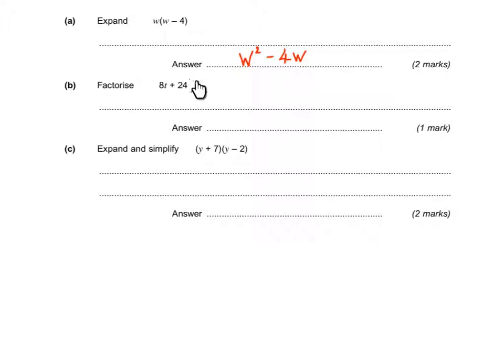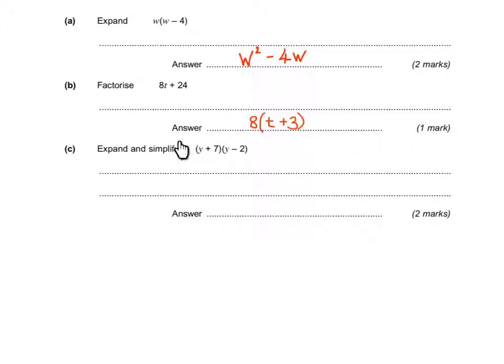Next one, factorise. We've got to think of the biggest thing that goes into both 8t and 24, and that'll go outside the brackets. So that biggest thing is 8. You can divide both of those by 8. So 8 times t will give us the 8t, and 8 times 3 will give us the 24.